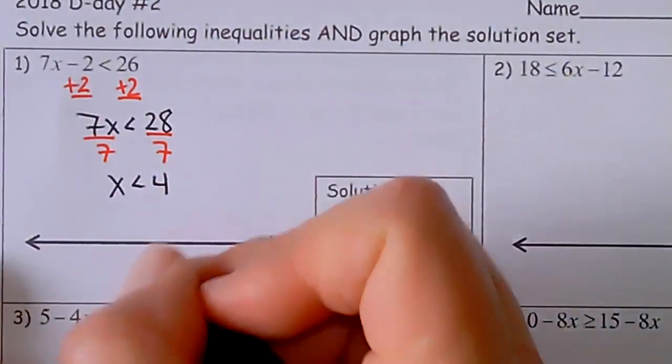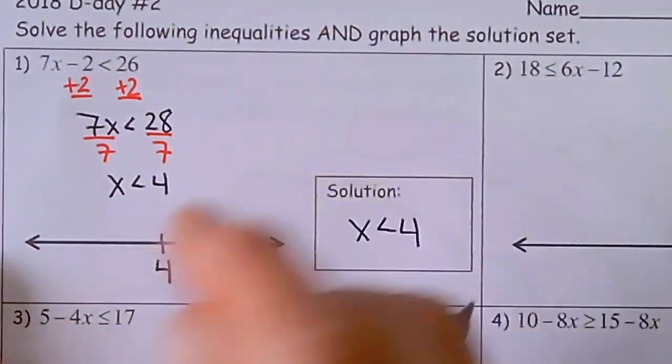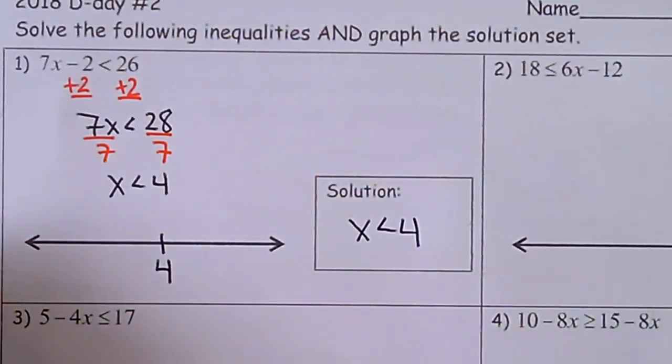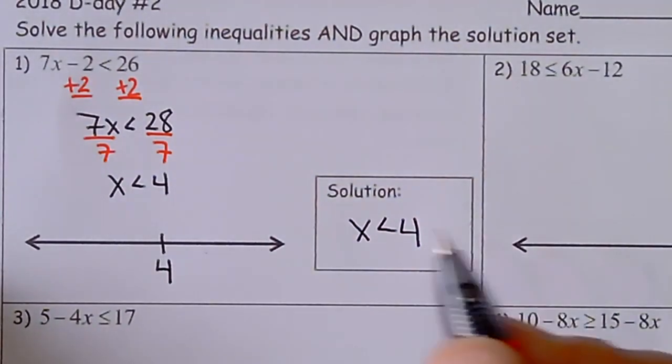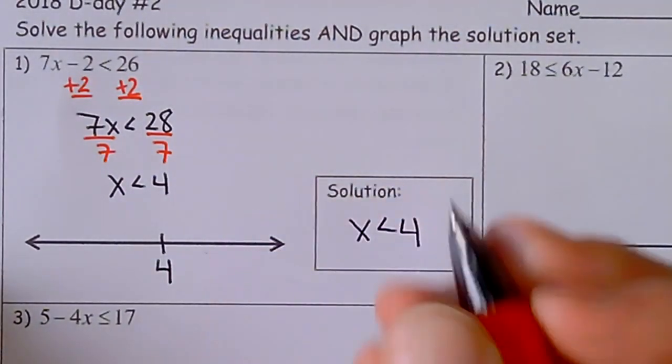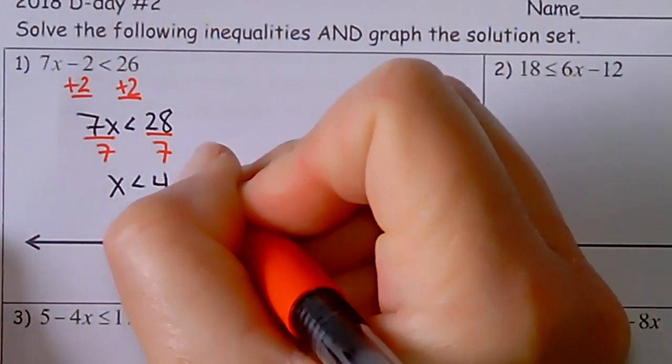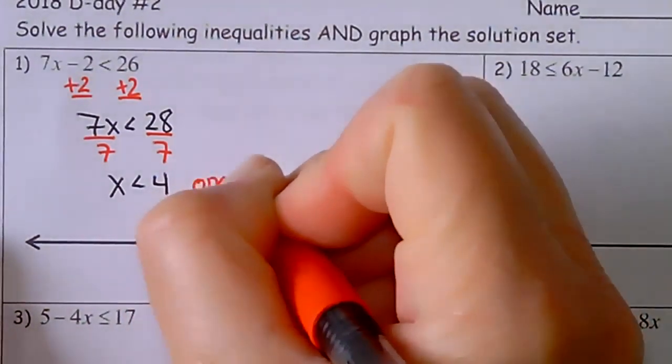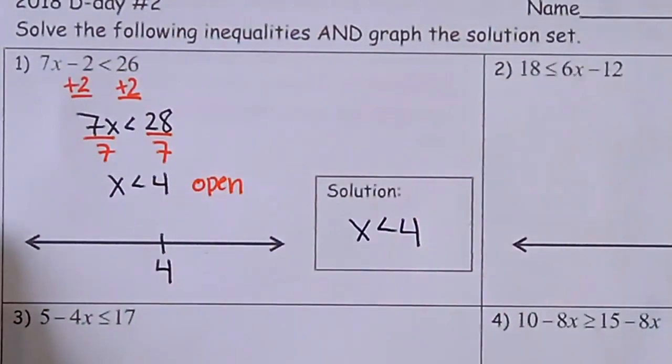And then on your graph, you want to make sure you put the number 4 there. I want to see the number. And you want to make sure you emphasize open or closed circle. Don't just shade up to. I want to see open circle or closed circle. And this one's going to be open. So I'm going to have an open circle.